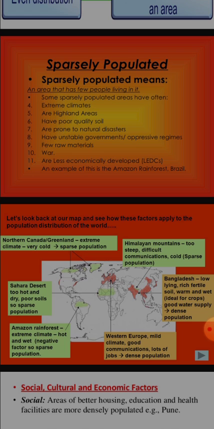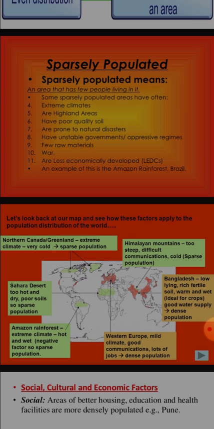Some sparsely populated areas often have extreme climates, are highland areas, have poor quality soil, are prone to natural disaster, have unstable government, oppressive regimes, very few raw materials, war, and are less economically developed areas. An example of this is the Amazon rainforest, Brazil. These are the factors responsible for sparsely populated areas. Why are some areas sparsely populated?